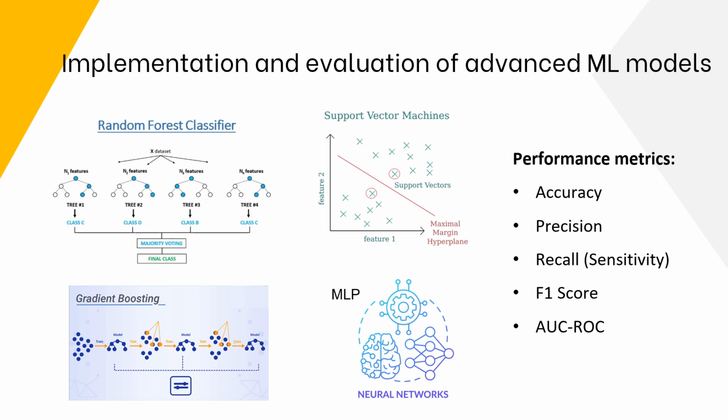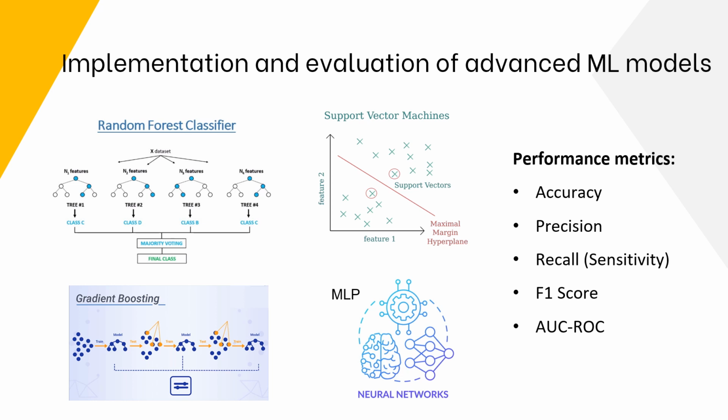Implementation and evaluation of advanced ML models. For that, we have used different methods like random forest classifiers, support vector machines, gradient boosting, and MLP, which is a multi-layer perceptron artificial neural network. Based on that, we come to the performance metrics, which are accuracy, precision, recall, sensitivity, F1 score, and AUC-ROC. We will talk about the accuracy.